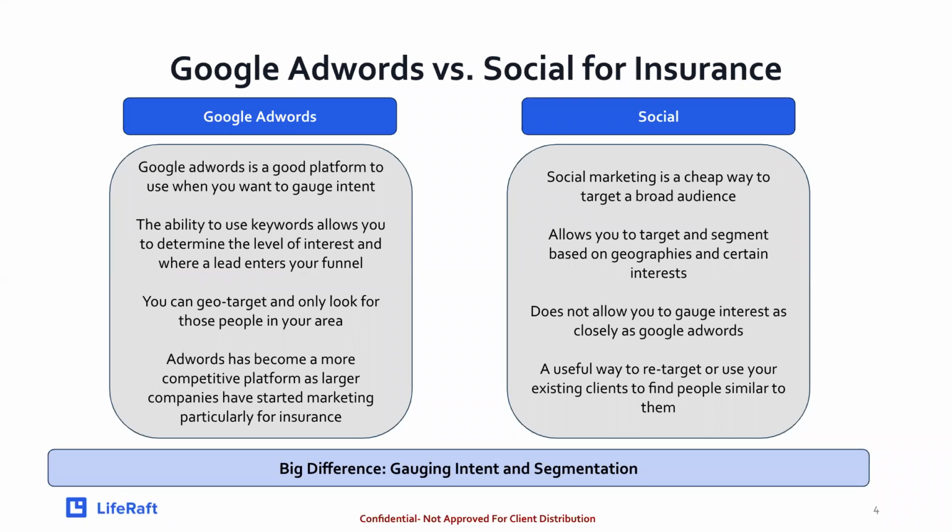So we're not necessarily going to be able to gauge intent as clearly on Facebook, but we are going to be able to really understand what we call customer segmentation, or put simply, what does our potential customer actually look like? And that is really the power of social marketing in general, but really when we think about Facebook.